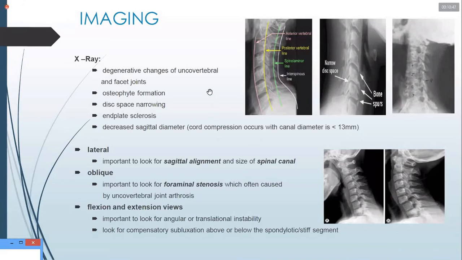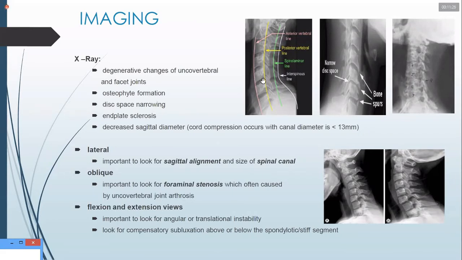We should also know the four collinear lines in the normal cervical X-ray. This is the normal X-ray, and this is the anterior vertebral line that goes along the anterior longitudinal ligament, and the posterior vertebral line that goes along the posterior longitudinal ligament, PLL. The third one is the spinolaminar line, that is the junction of the spinous process and the lamina. The last one is the interspinous line along the posterior border of the spinous processes. So these four lines are collinear to each other.